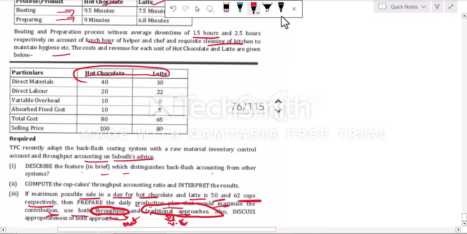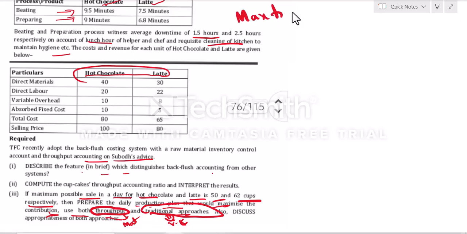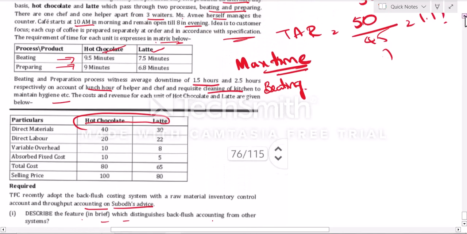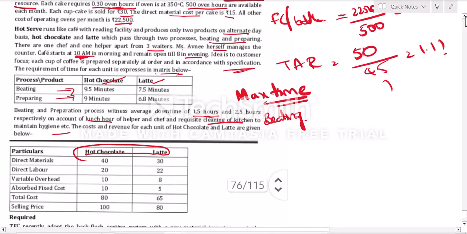So first, before everything, we need to calculate the maximum time available for each process. For the beating process, how much time is available? Total, they were working from 10 a.m. to 8 p.m. Means how many hours are there? Starting from 10 to 8, it is 10 hours.